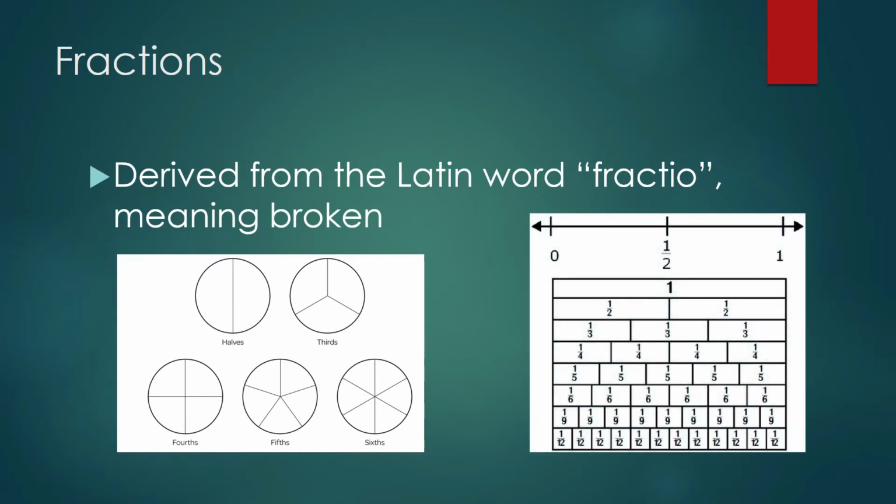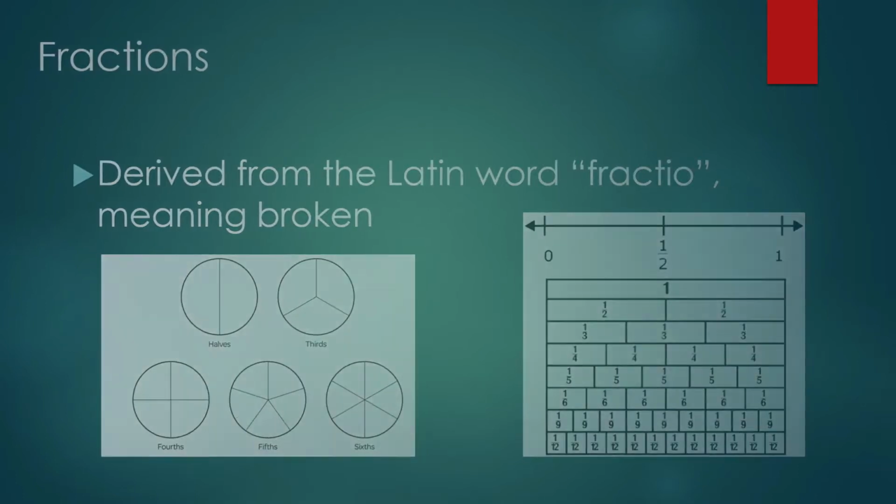We can also see that in a line segment. So given a line segment with length 1, we can divide it into two equal parts, and what we have there are the halves. Or we can divide it into three equal parts, and what we have there are the thirds.